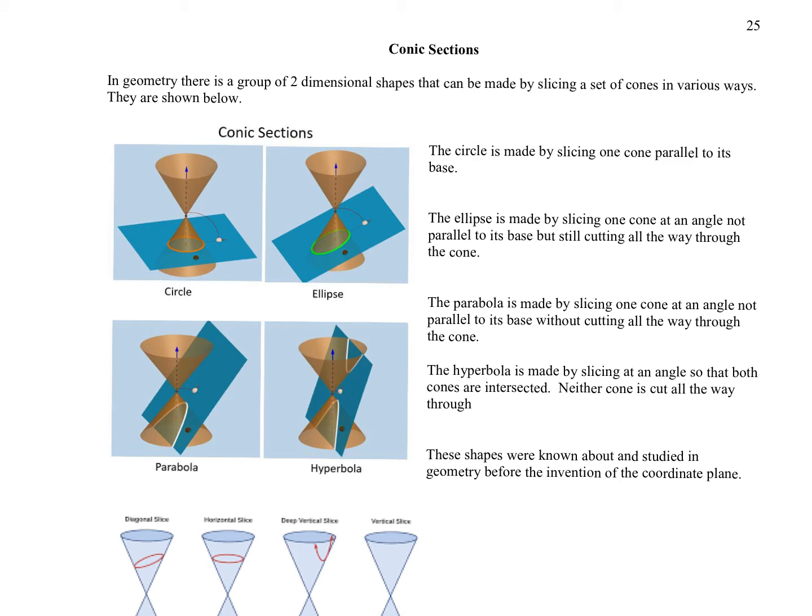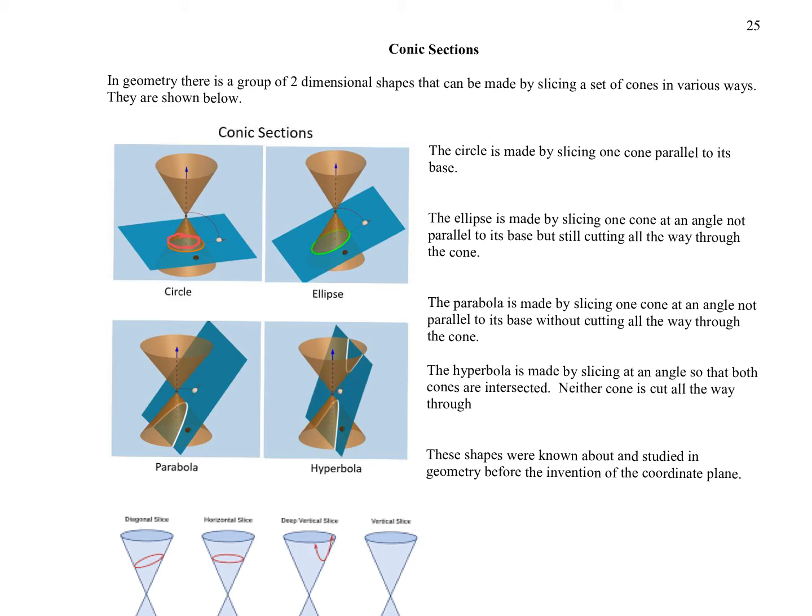Now, if I take a piece of paper or a plane and I cut these cones in different ways, I'm going to create these different shapes, which are called conic sections. So the first one here, it says the circle is made by slicing one cone parallel to its base. So if I go straight across through a cone, I will get a perfect circle. It could be that bottom cone, it could be the top cone, but it'll make a circle.